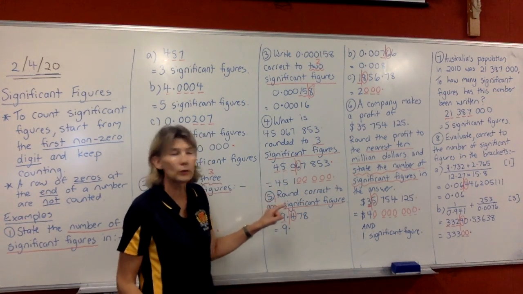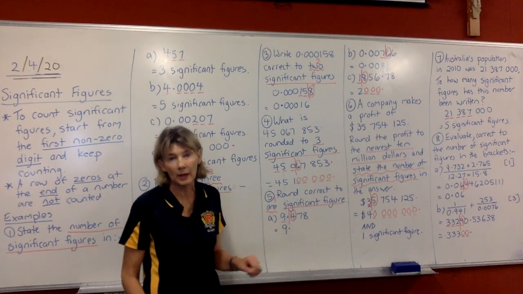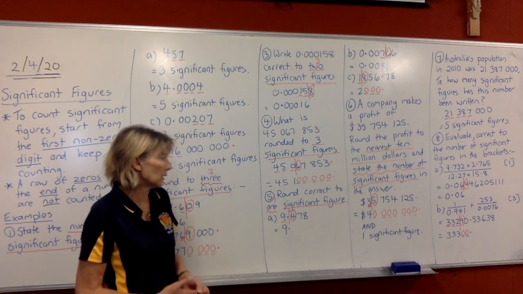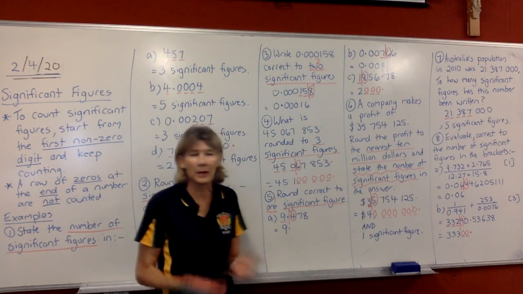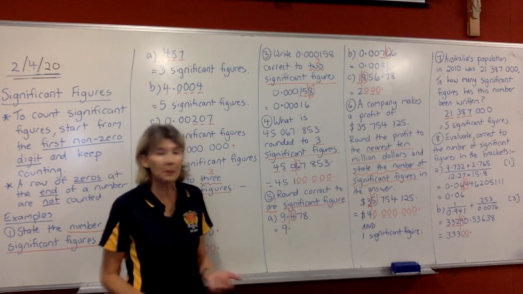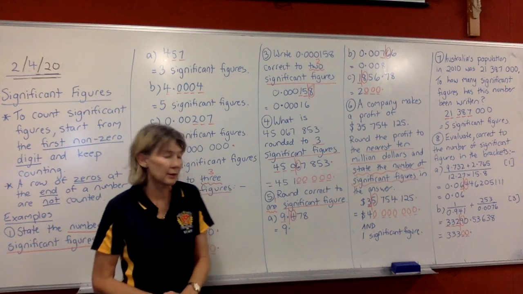45,067,853 would round off to 45,100,000. Okay, that's a possible answer. So if you're looking at your answer going, that's nowhere near the question, then you probably haven't got the right number of zeros at the end.